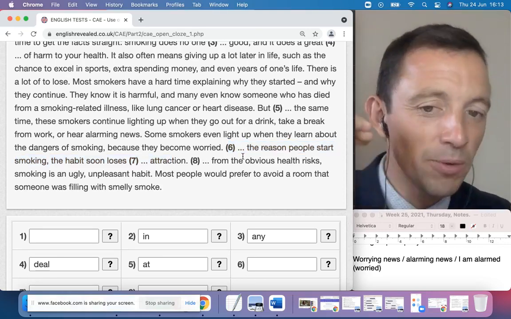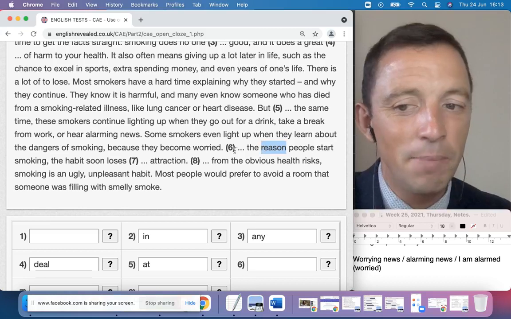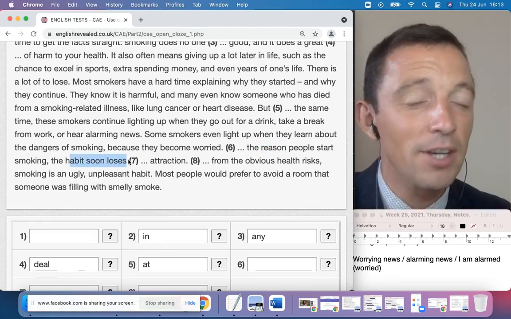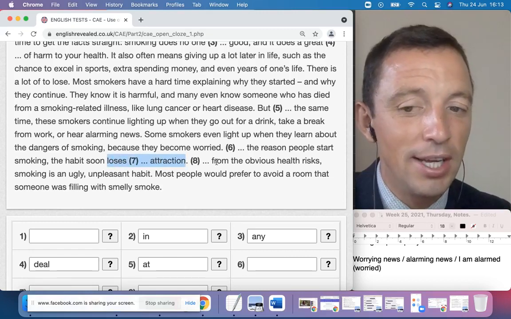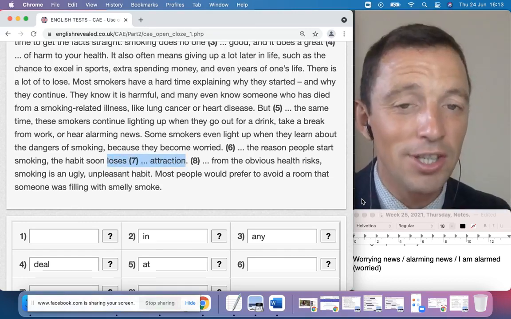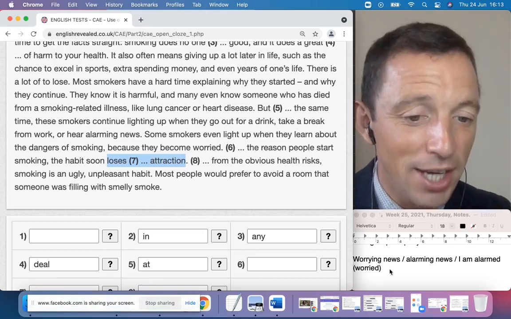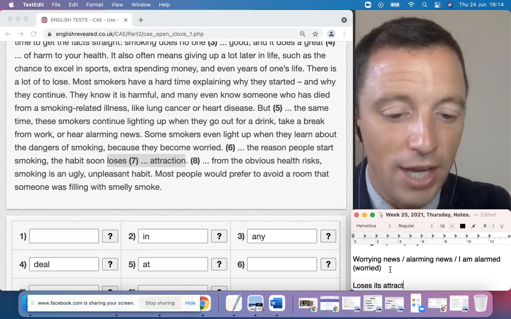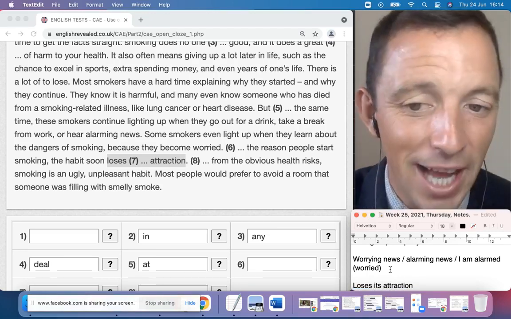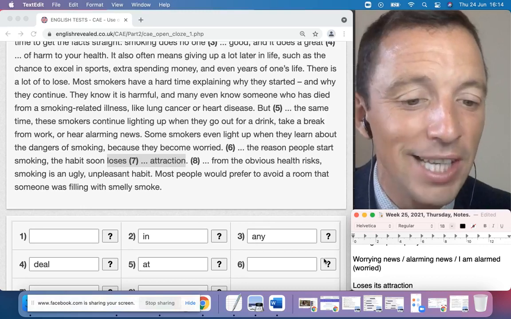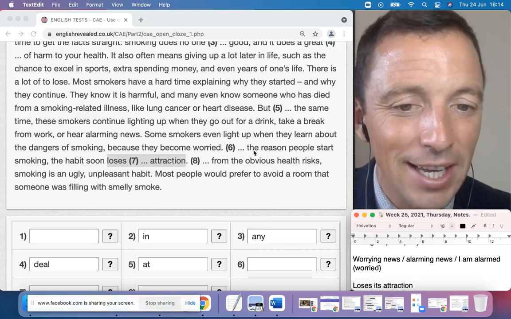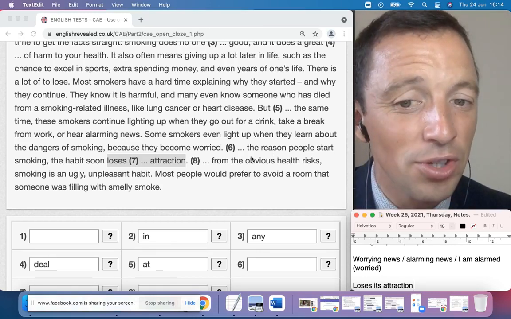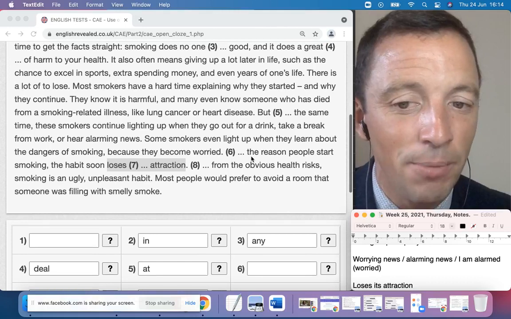Number 6, I'm not sure, I don't know. Again, reason is the motive: the reason people start smoking, the habit soon loses. I know number 7, because of the verb to lose: lose my attraction, lose your attraction, lose his attraction. But because it's cigarette and smoking, it loses its attraction. So it's the possessive adjective. I think that's the answer. But number 6, I'm not sure at the moment. I'm having difficulty with 6 and with number 1.